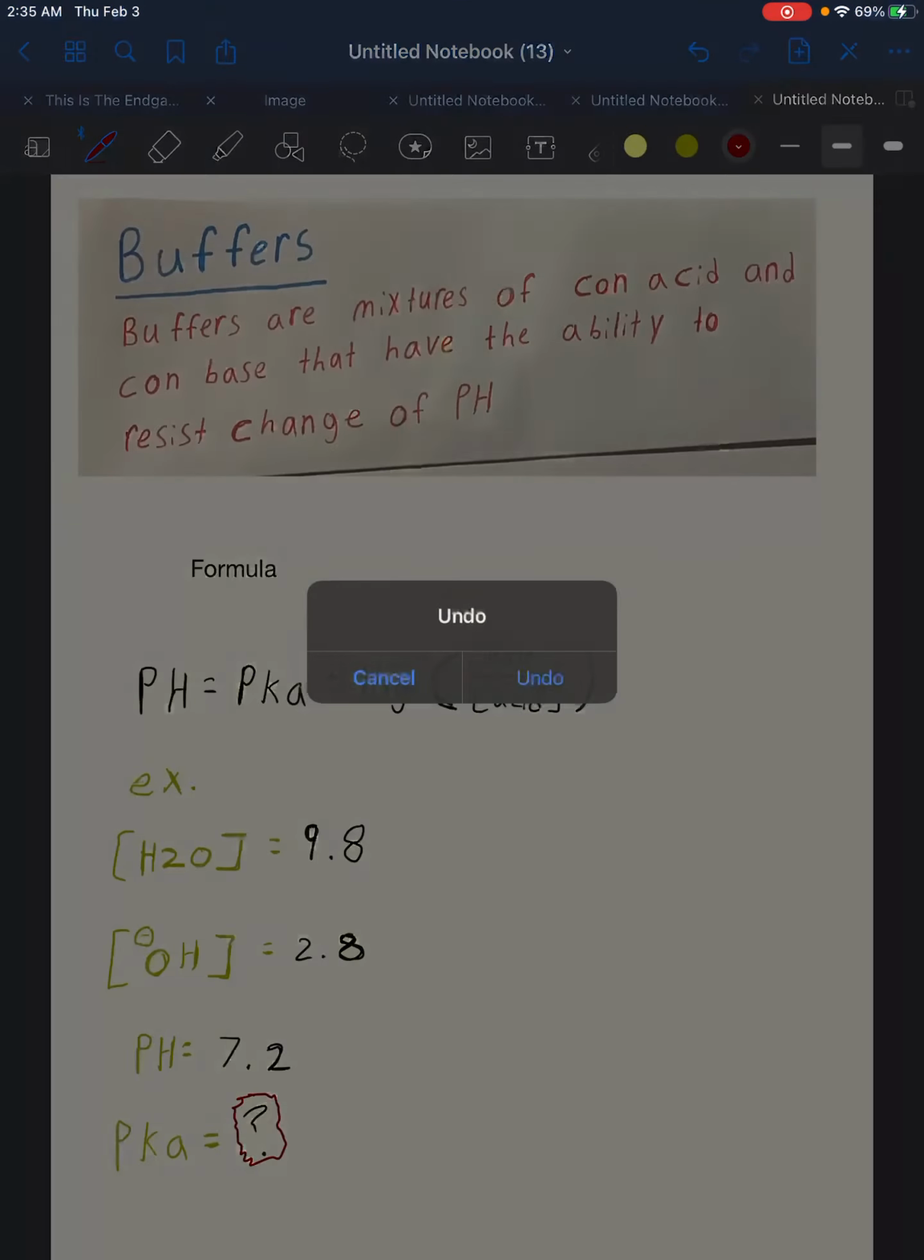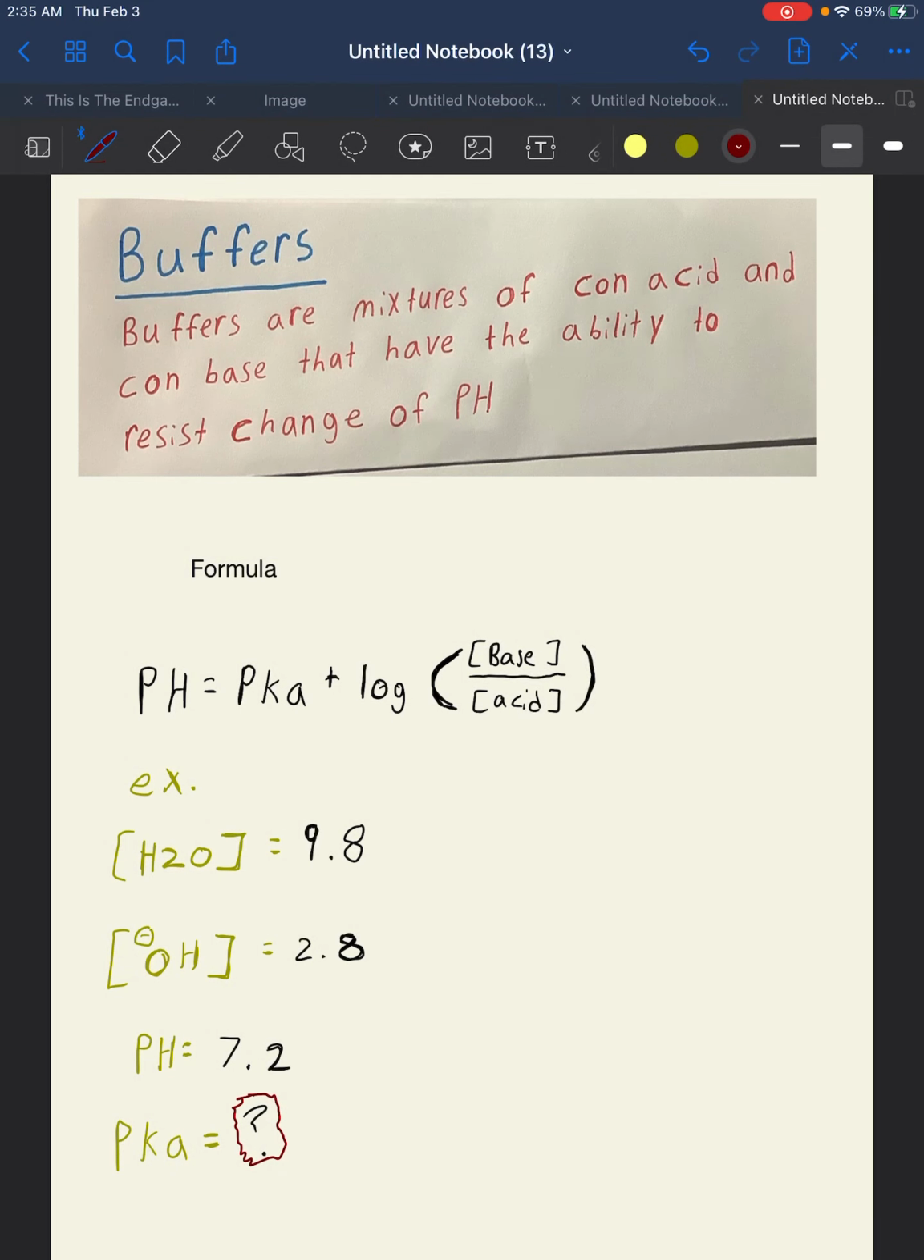But moving on with buffers, the important formula you need to know is right here. And that is pH equals pKa plus the log of the concentration of the base divided by the concentration of the acid. So here's a little example for you to flex your math and brain muscles. If we have a concentration of H2O that is 9.8, and we have a concentration of the anion OH- which is 2.8, and we have a pH of 7.2, what is the pKa?